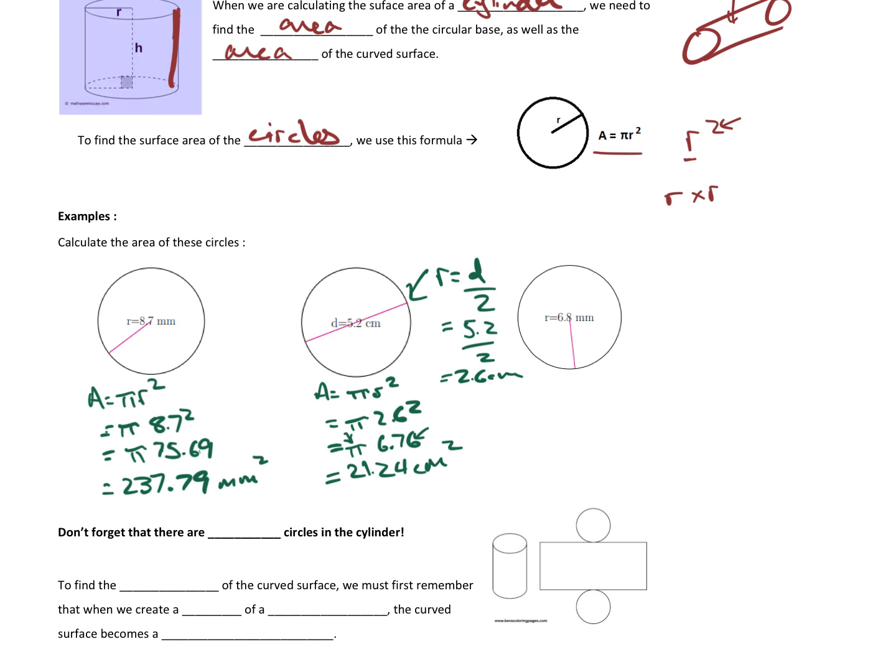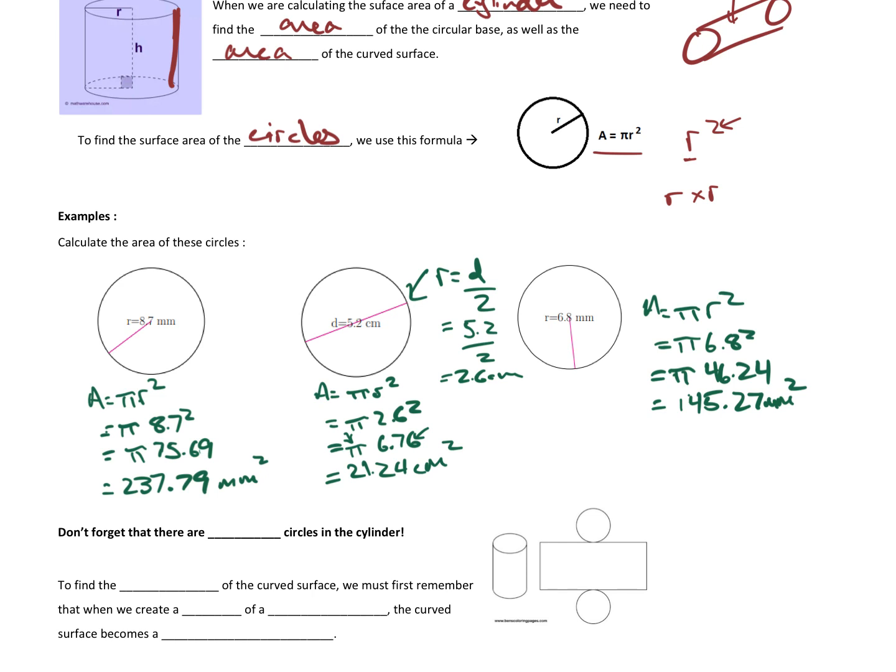Once again, in this last one I've got the radius, so I don't need to do anything. I just do pi r squared with 6.8 squared, which is 46.24. That makes sense because 7 squared is 49, so that's pretty close, a little bit less. When I multiply 46.24 by pi, I get 35.27 millimeters squared.